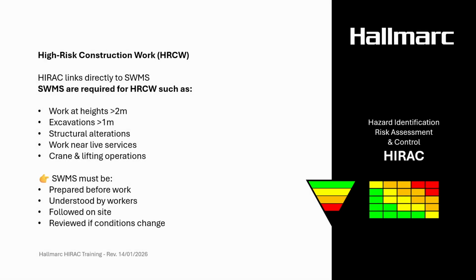High-risk construction work. HIRAC controls link directly to SWMS. SWMS are required for all high-risk construction work, such as work at heights above 2 meters and excavations above 1 meter, structural alterations, working near live services, and crane lifting operations. A SWMS must be prepared before work, understood by workers, followed on site, and reviewed if conditions change.